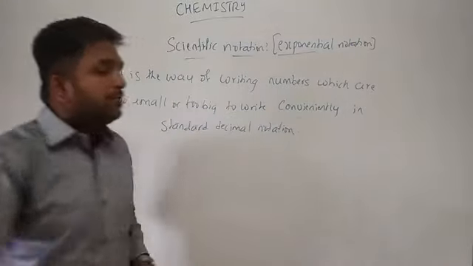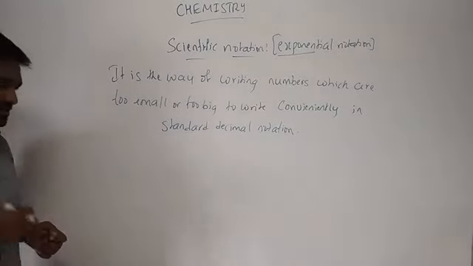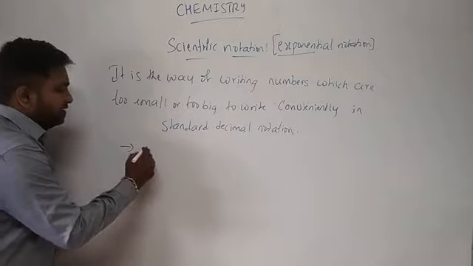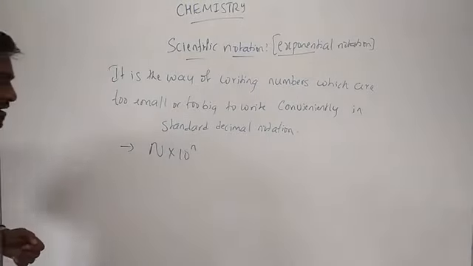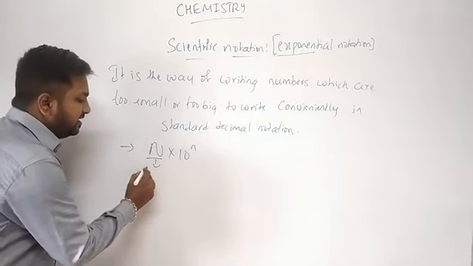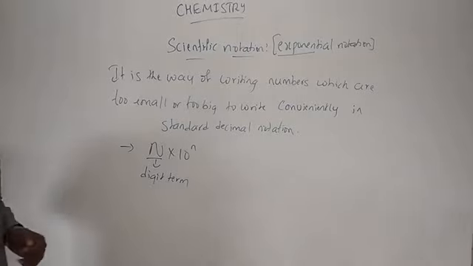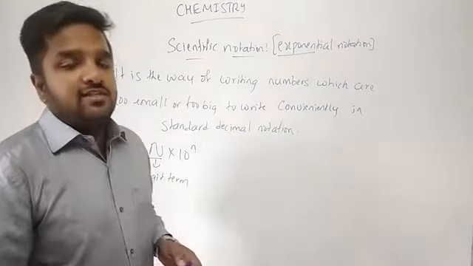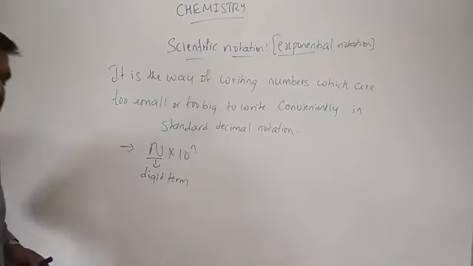You have heard about the terms exponents and base in your mathematics classes. Here also we use the same concept. So the format will be N into 10 to the power of n. Clear? Capital N is the digit term, and small n is the exponent that we use. So let's take some examples in order to write this.